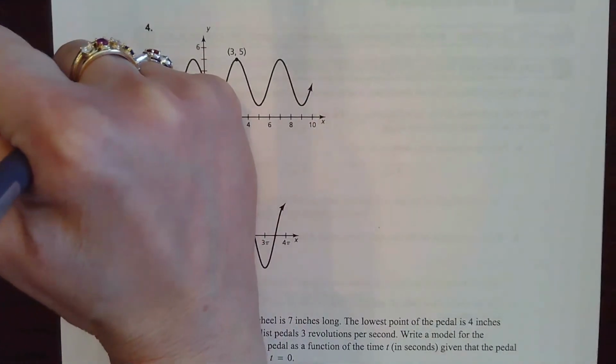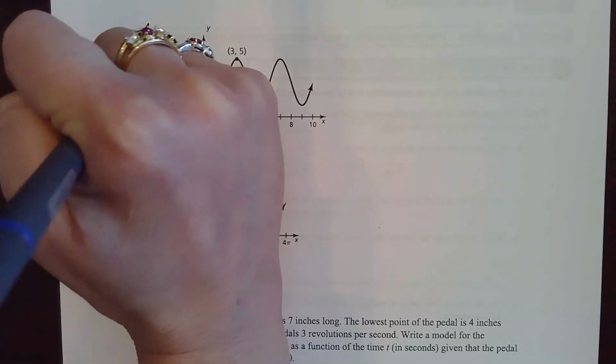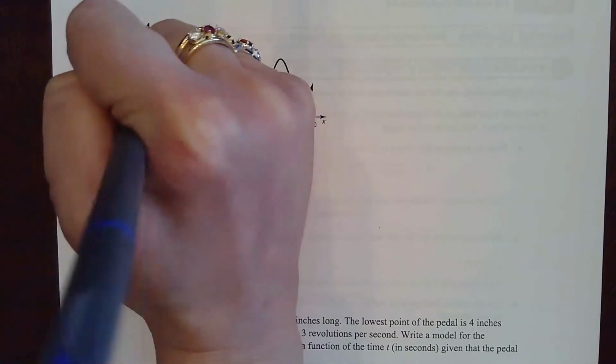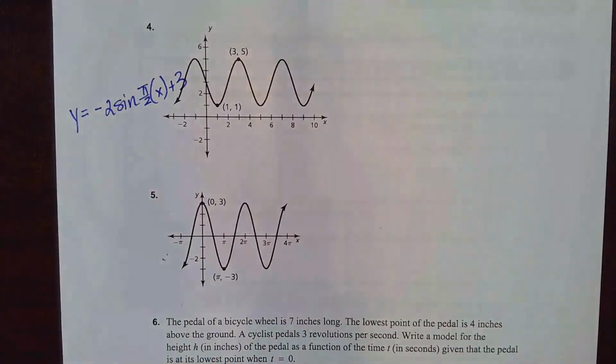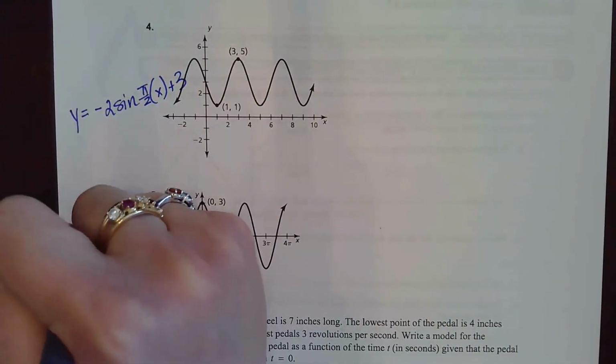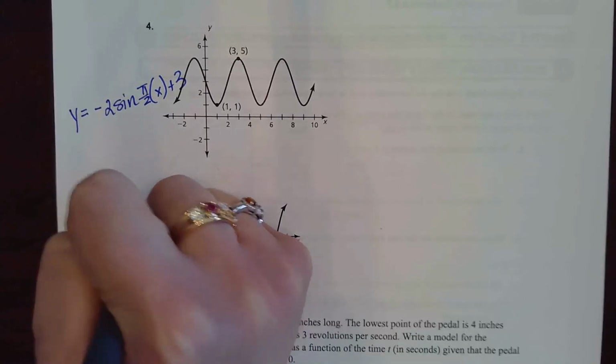All right, so the answers are, one possible answer, I should say, is over here. Just kind of write it on the side, and then I got 3 cosine of x for number 5.